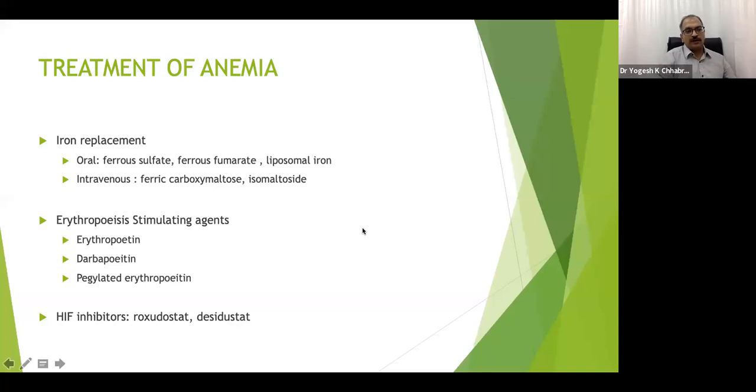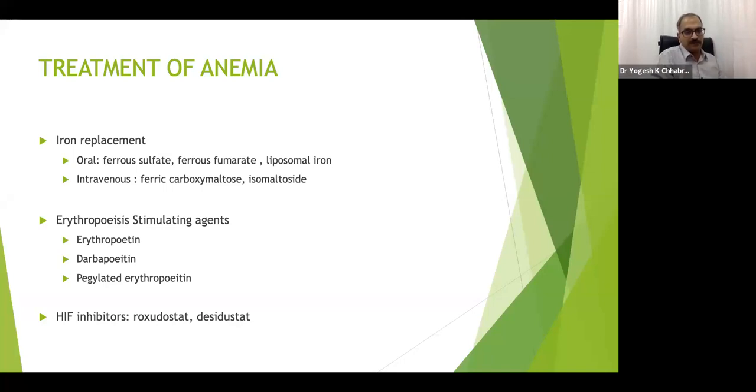If we are talking about iron replacement, we are now very commonly using IV iron. Ferric carboxymaltose and isomaltoside can be used very frequently, even in non-dialysis dependent patients, where we can give 500 mg or 1000 mg in a very short duration, and they have shown very minimal or almost no side effects.